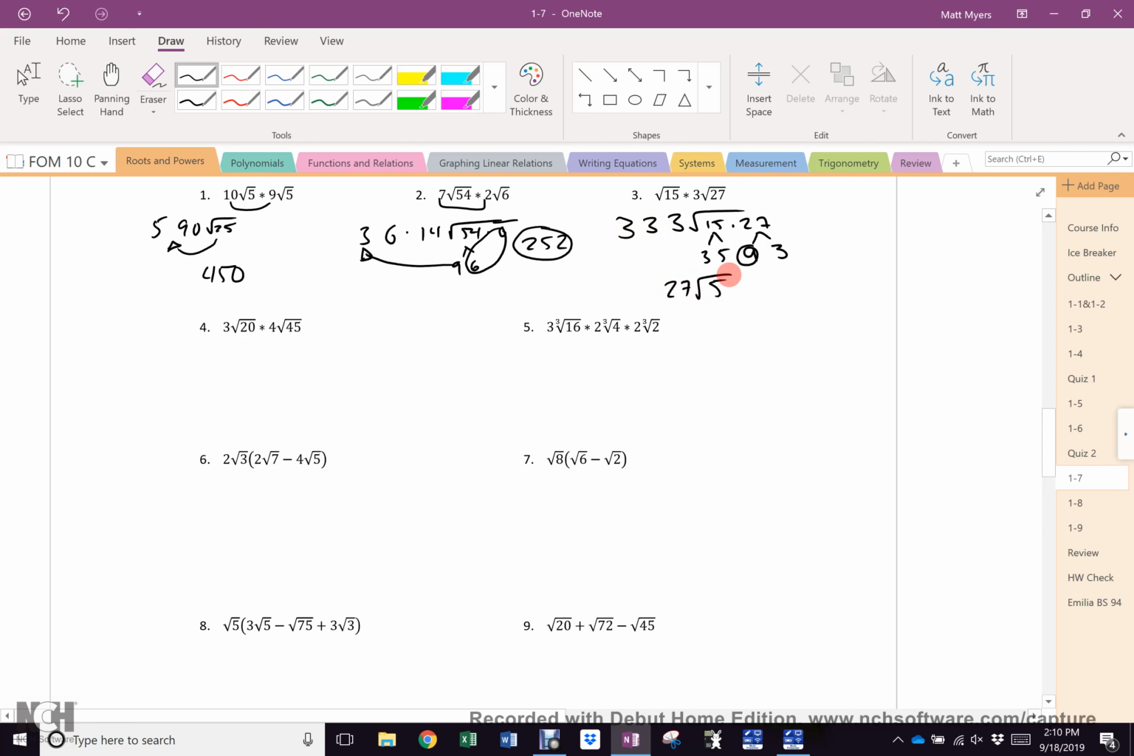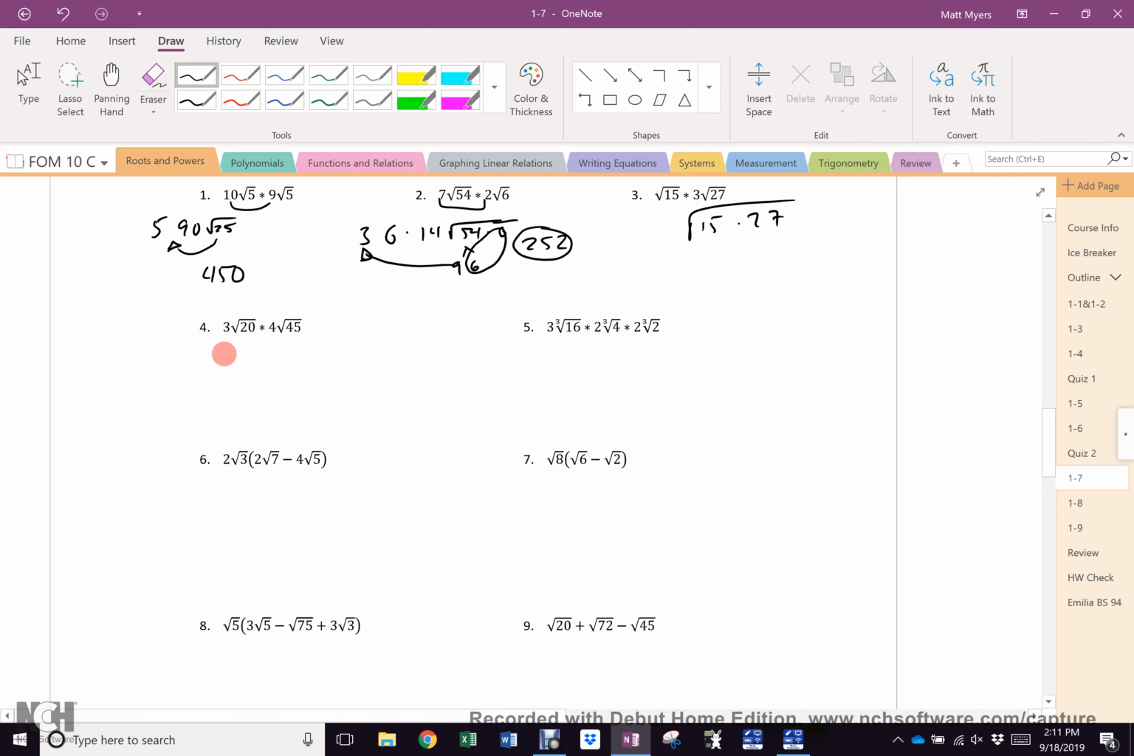Now, some of you will have simplified the 27 first to get 9 and 3, which means you have root 15 times 9 root 3, which gets you 9 root 45, and then, of course, you would simplify the 45. Does it matter which one you do? No, but doing this, I feel, adds an extra step. If you do it all at once, like I showed you in your notes, 15 times 27, you can just break these both down under one radical sign. But it's up to you to make that decision, right?